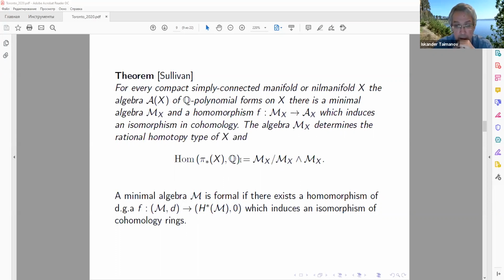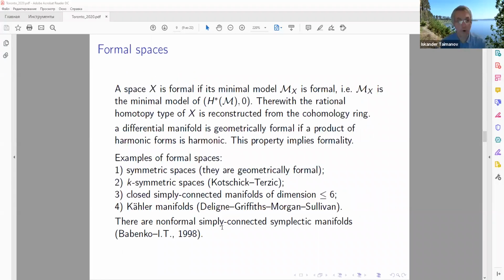So a minimal algebra is called formal if there exists a homomorphism of this algebra to its cohomology ring, with zero differential, which induces an isomorphism of cohomology rings. This means the following: starting just with the cohomology ring of the algebra, we can reconstruct the minimal algebra uniquely. Now there are formal spaces, that's probably the main point.